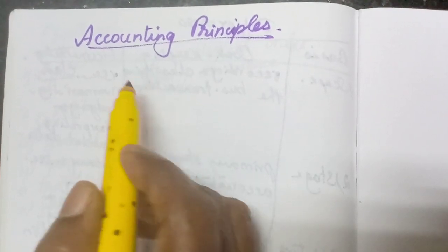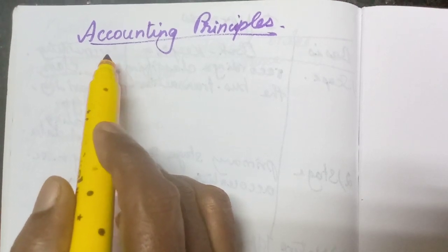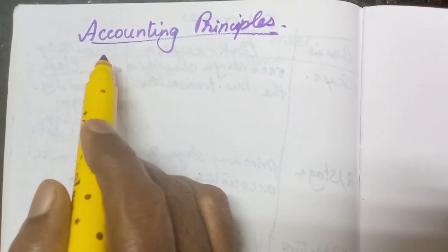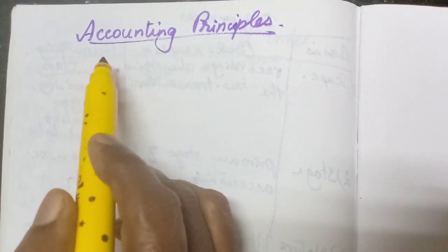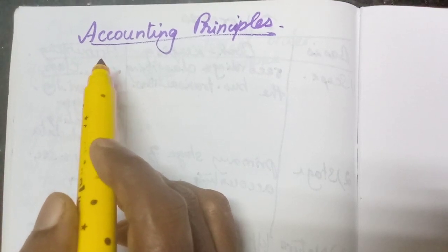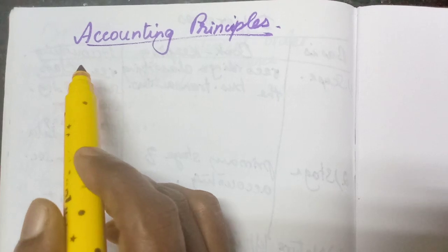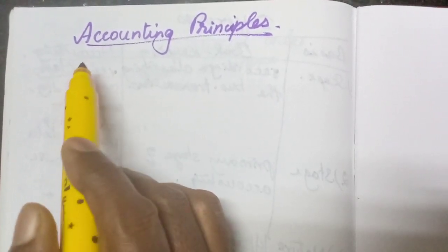Good morning, students. Today we are going to learn accounting principles. Till now we have learned about accounting. Then in this chapter we have learned about bookkeeping. Then what is bookkeeping? Its objectives, meaning, then advantages and limitations we have studied. It is the primary stage of accounting.